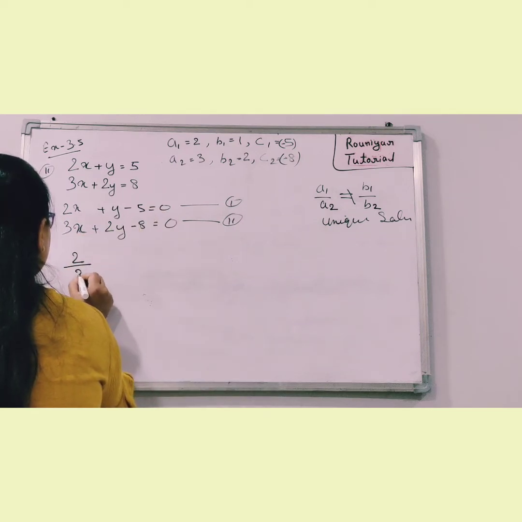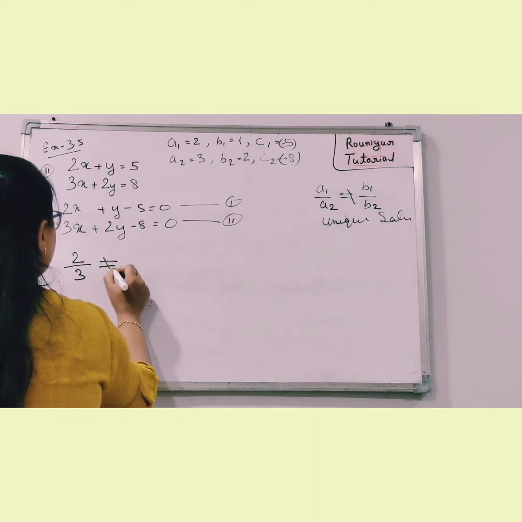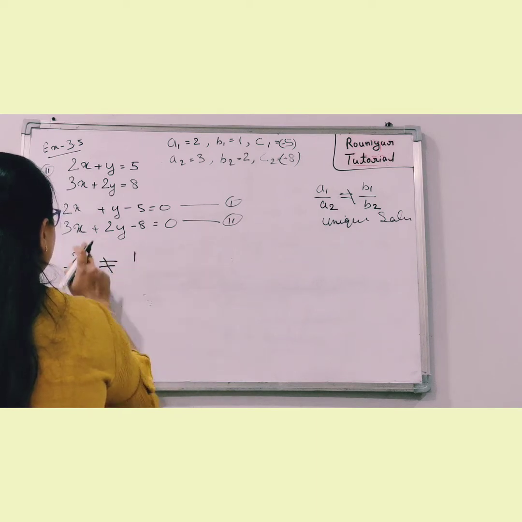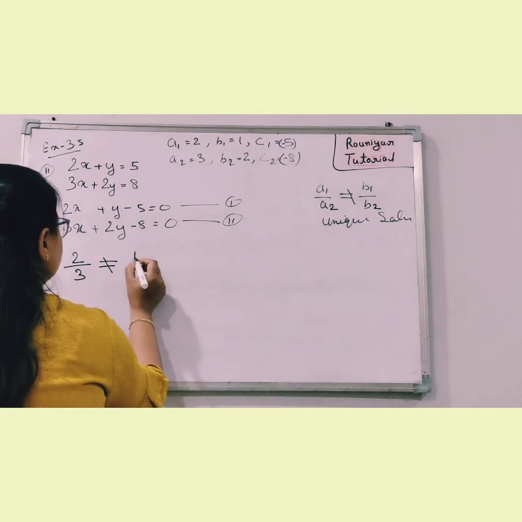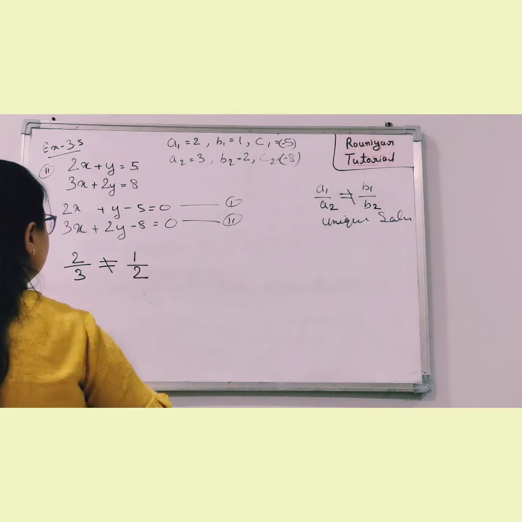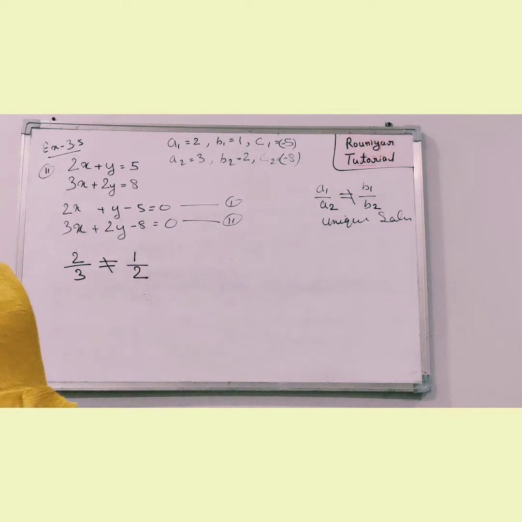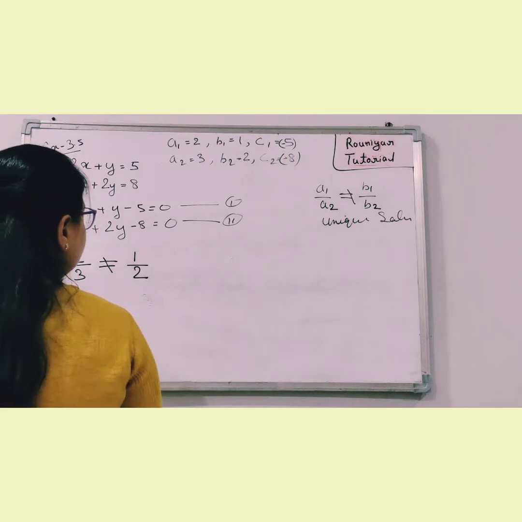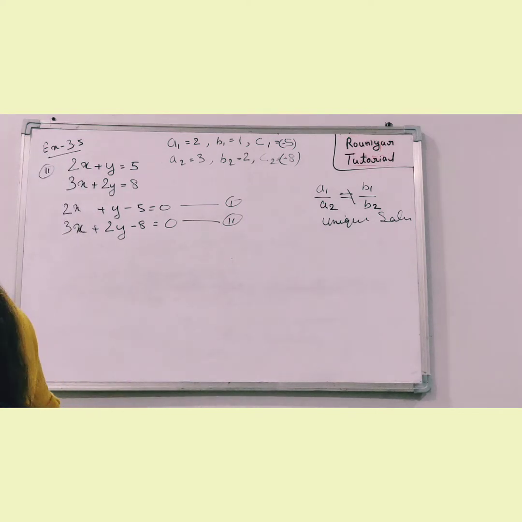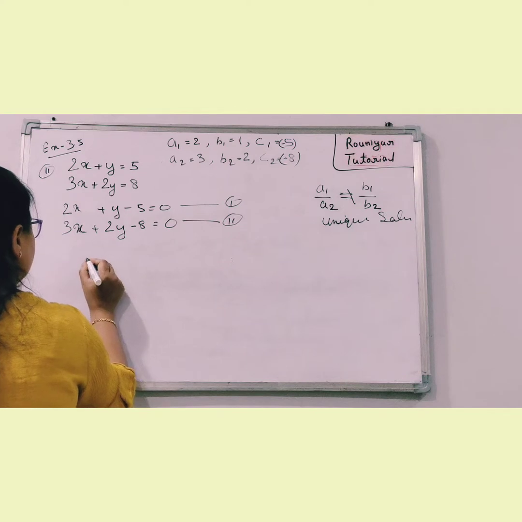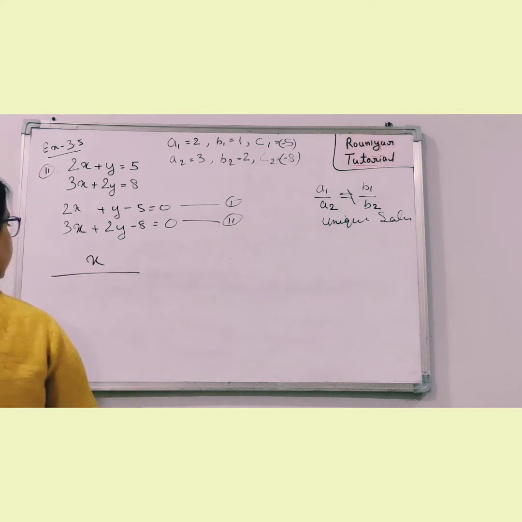and a2 is 3 and b1 is 1 and b2 is 2. So here 2 by 3 is not equal to 1 by 2. So the equation has unique solution. Okay. Now we find out the values of x and y.